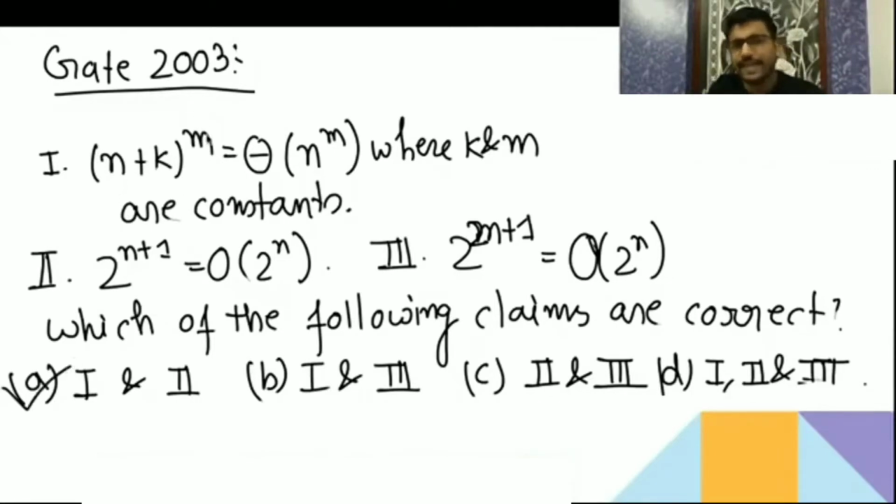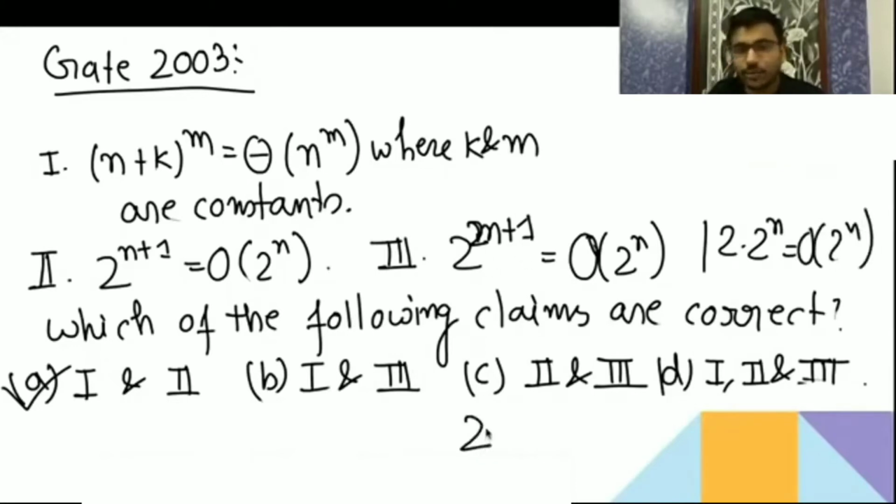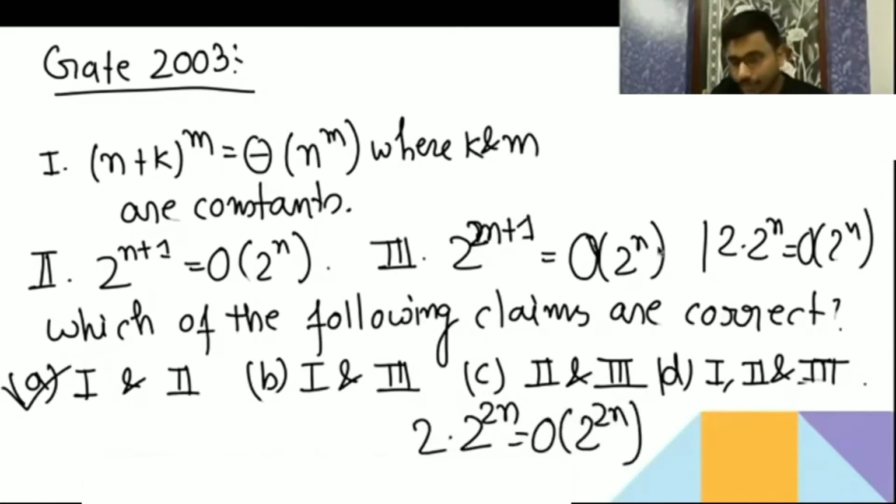So K and M are going to be constants. So the main dominating term is going to be n to the power m only, you can write it as theta. And 2 to the power n plus 1, you can write as 2 into 2 to the power n. So this is a constant. It is going to be 2 to the power n, and here it is like 2 to the power 2n, which is 2 to the power n into 2 to the power n, so it is not big O of 2 to the power n. Okay, very good. So A is the correct one. Anyone having any doubt, then ask me. Otherwise I am going to the next question.